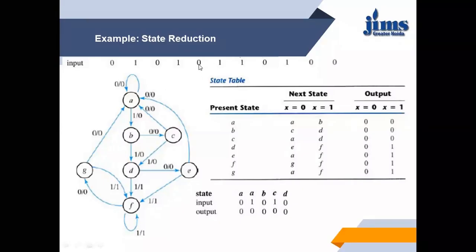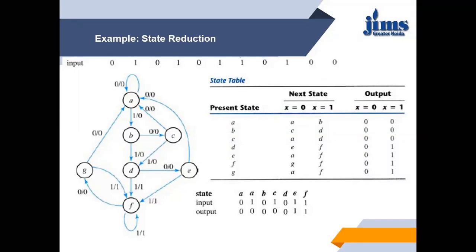Now the input is 0. In D, if the input is 0, the output is 0 and the next state is E. Now the input is 1. With input 1 and present state E, the next state will be F and the output will be 1.